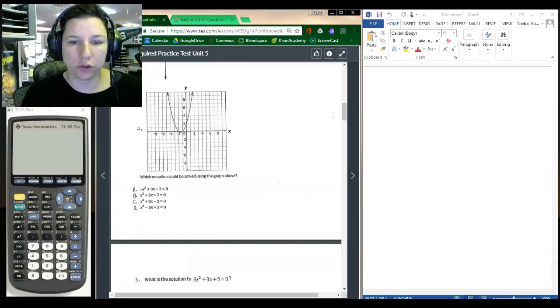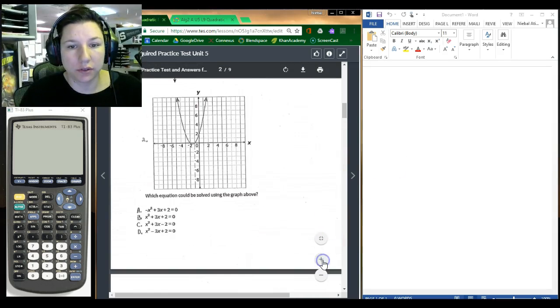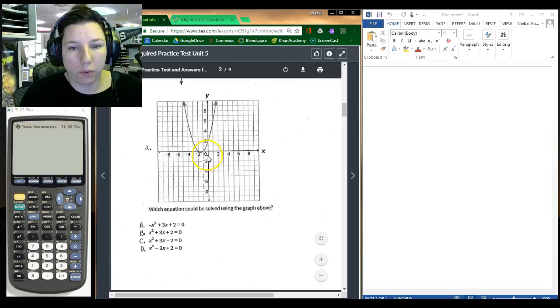Number 2, which equation could be solved using the graph above? And when you look at this graph, the important information you should pull from it are the x-intercepts. So where does this graph cross the x-axis? So we have a point at -1 and -2.